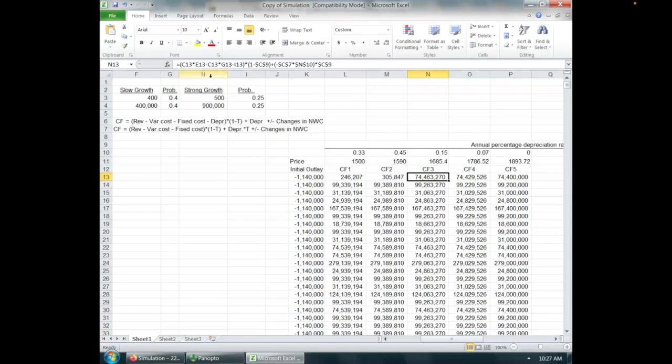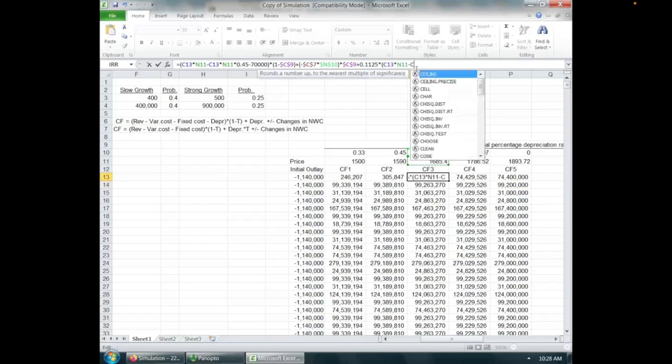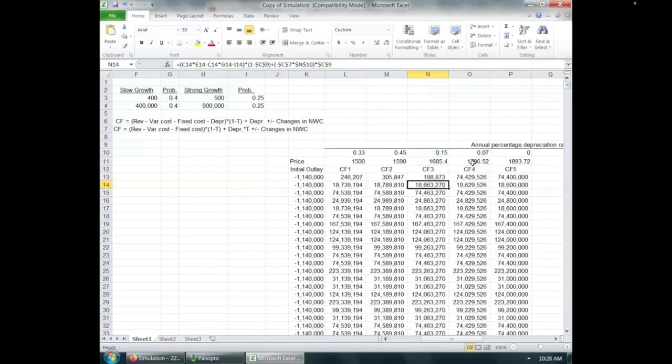So cash flow in year 3, units times the price in year 3, minus units times the price in year 3 times 0.45, minus fixed cost of 70,000, times 1 minus tax rate, add depreciation back, it's already there, you don't have to do anything, and then add the investment in working capital, which is C13, which is the units, multiplied by the price in year 3, so that will be revenue in year 3, minus the units times the price in year 4, that will be the revenue in year 4. There you have it.